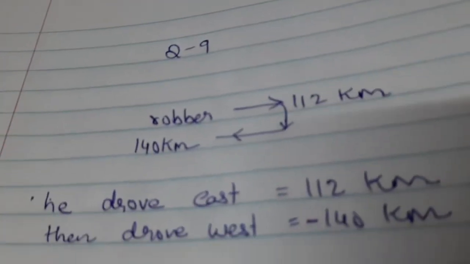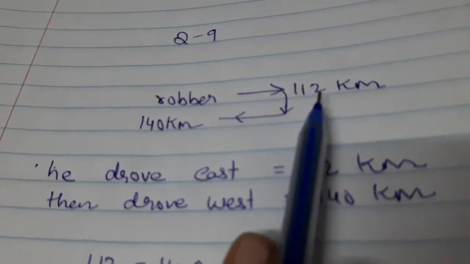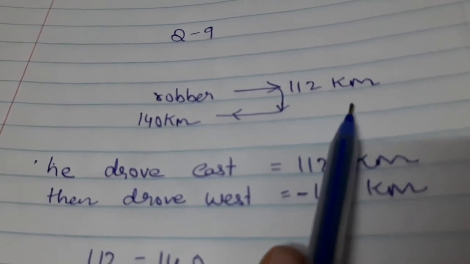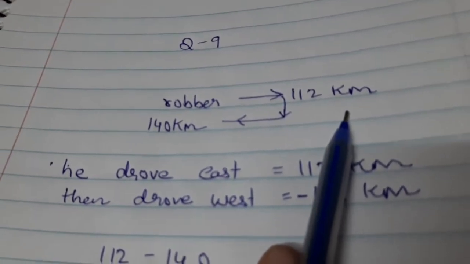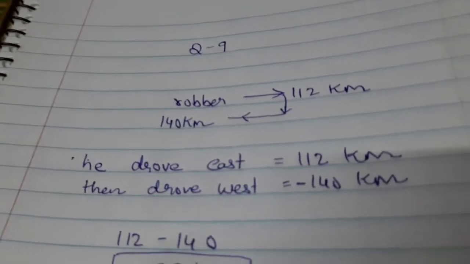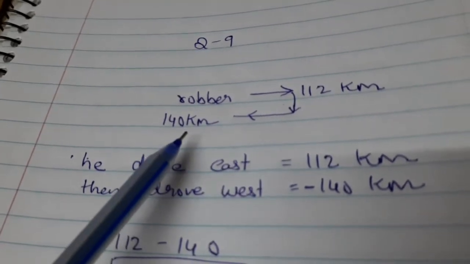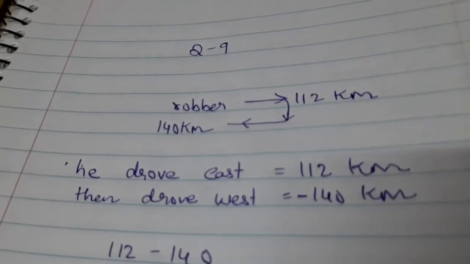Now here you can see, this is the rough sketch. Here the robber was there. He went in the east direction for 112 km. East is on your right, so on the right side he went. Then he made a U-turn. So this is our U-turn. And 140 km on the west he traveled.